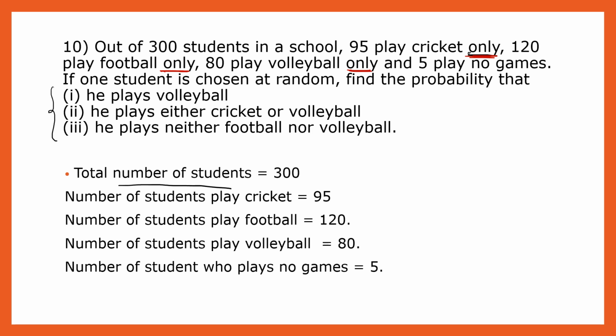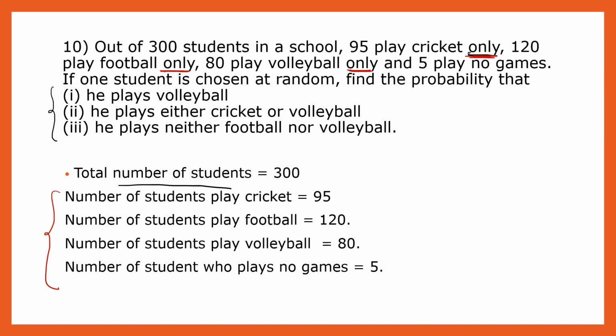And 5 play no games. There are 5 students who play no games. They are not playing cricket, no football, no volleyball. They are just observing, just the observers. They are not playing any games. Alright, so we have written the data over here: the number of students who play cricket, football, volleyball, as well as who play no games.